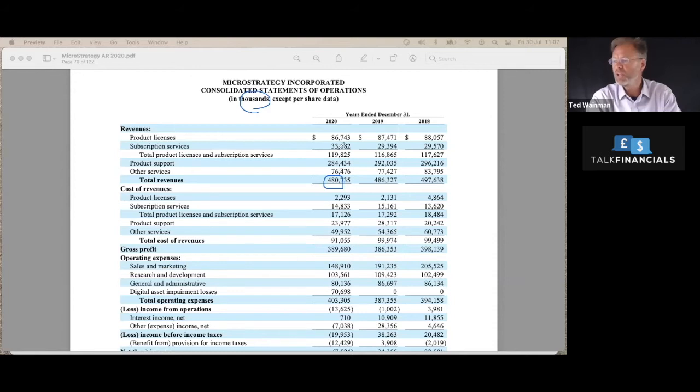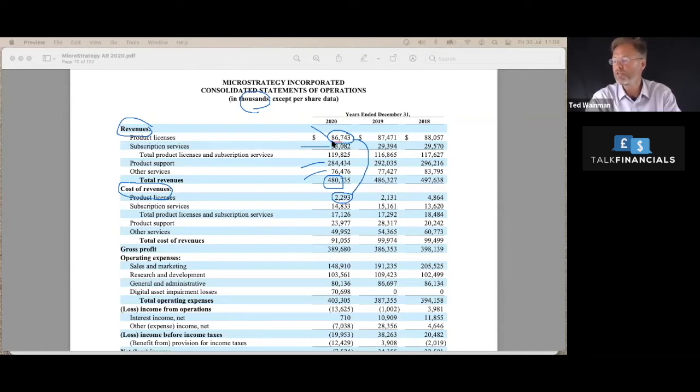And you'll notice that they've split this out between product licenses, subscription services, product support, and other services. Now, what they've done here is that they've then taken from the revenues the cost of generating those revenues. So this is known as the cost of sales or cost of goods sold sometimes. And we can analyze on a line-by-line basis. So for example, the product licenses were sold for 86 million, but they only cost 2 million. So you can see that those product licenses are very, very profitable.